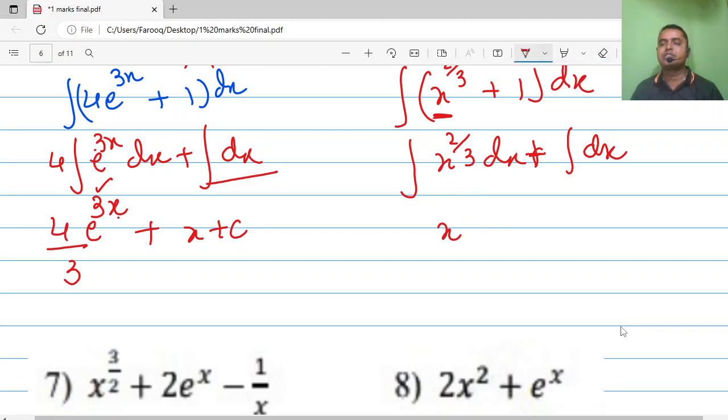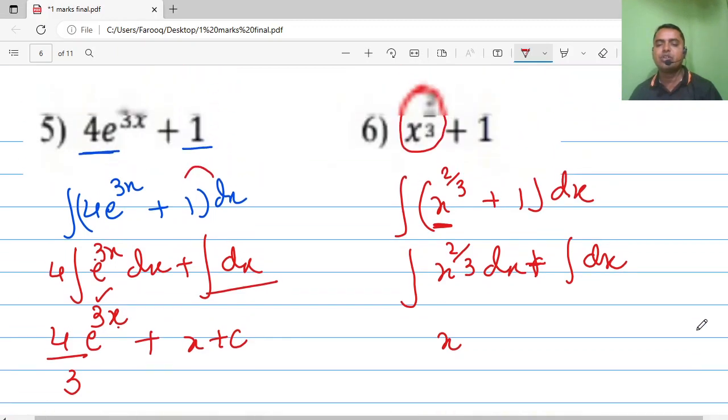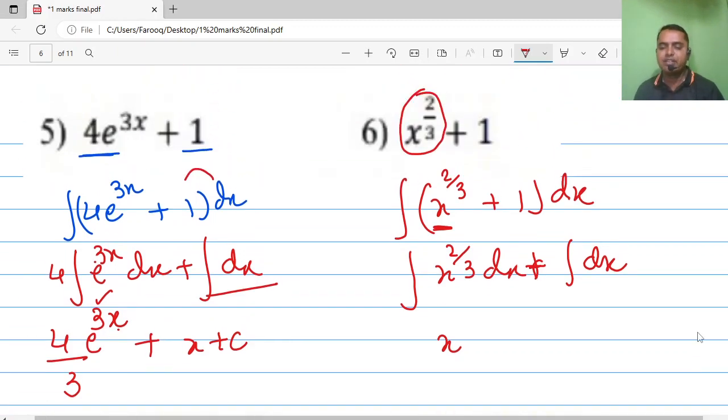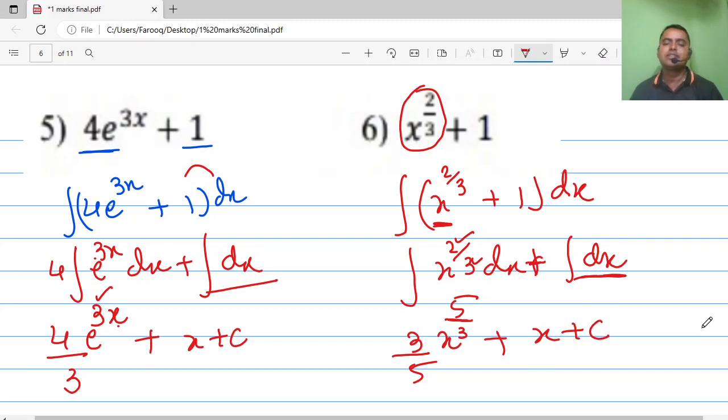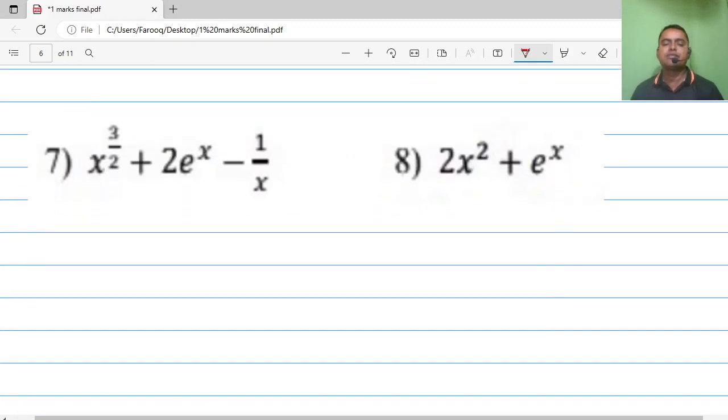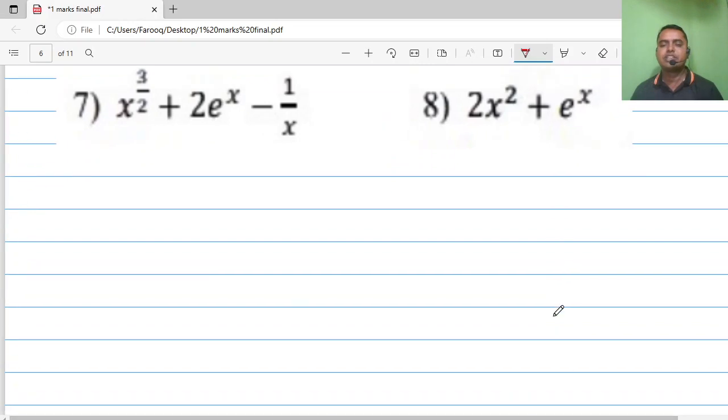As I showed in the last video how to solve this type of problem, x raised to 2 by 3. First I will keep the 3 in the denominator. Then 3 plus 2, this 2 plus 3 is 5, 5 by 3. Its reverse is 3 by 5, plus integration of dx is x plus c. Yes. Moving to the next problem.